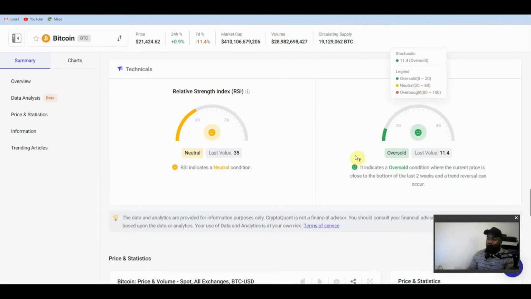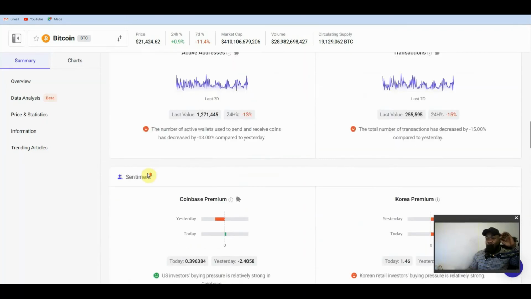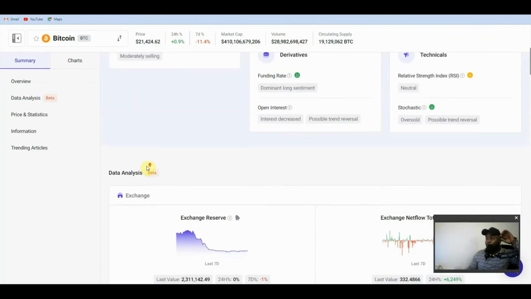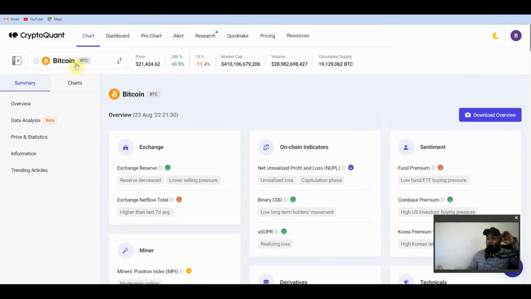The next thing, the stochastic indicator, is in an oversold condition, where the price is close to the bottom of the last 2 weeks, and a trend reversal can occur. It is on oversold conditions, and you know what that means. It is also telling you that a trend reversal may occur any moment from now. This is exactly how you can check these things using CoinQuant.